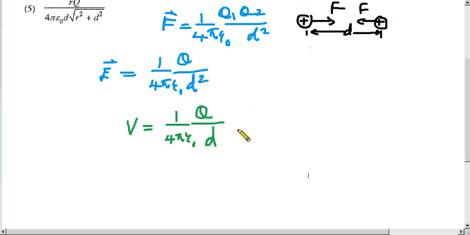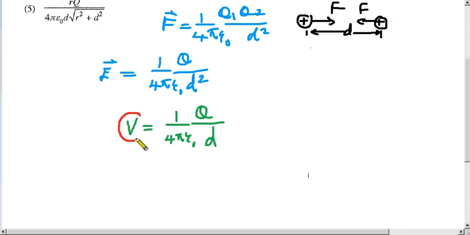So you have to say it again and again when you write this equation, otherwise you will forget it. To penetrate into your mind, you must repeat it every time you write this equation. V equals 1 over 4 pi epsilon naught Q divided by d, no square, like that. Then this is the equation we have to use.